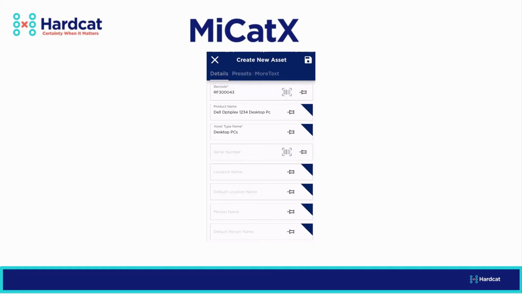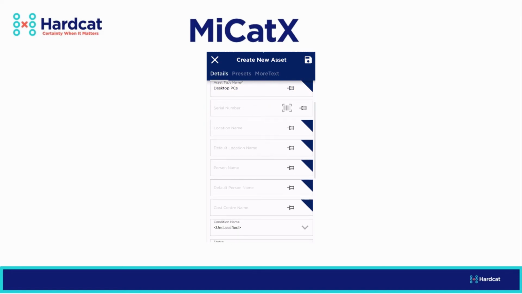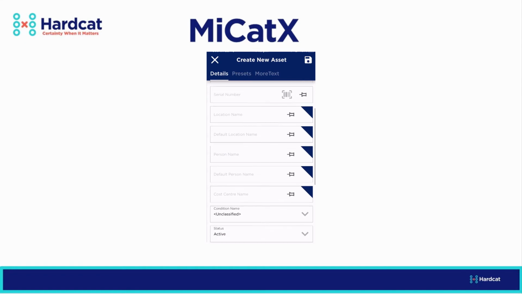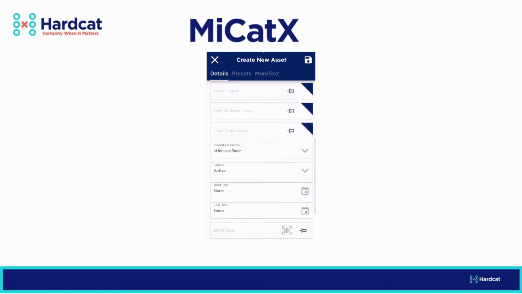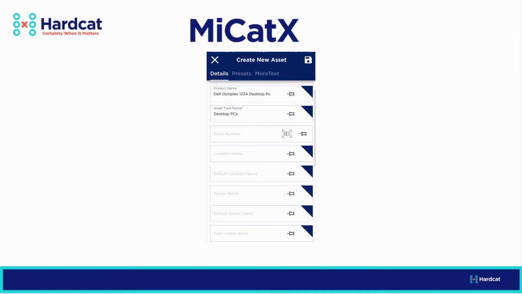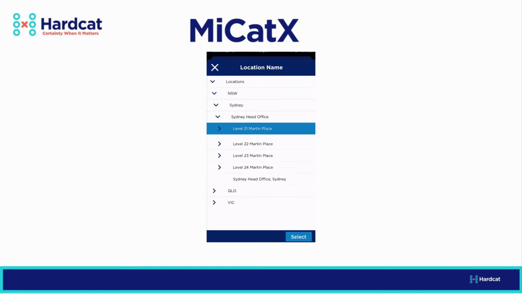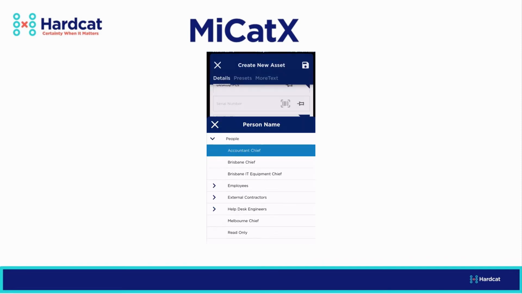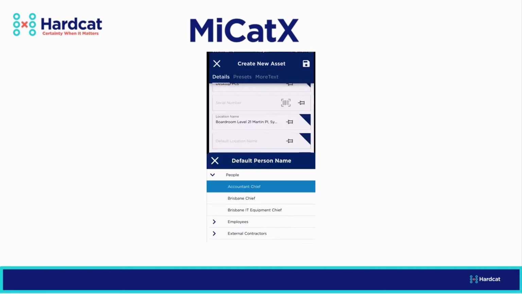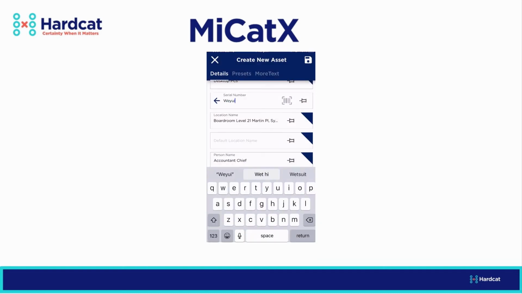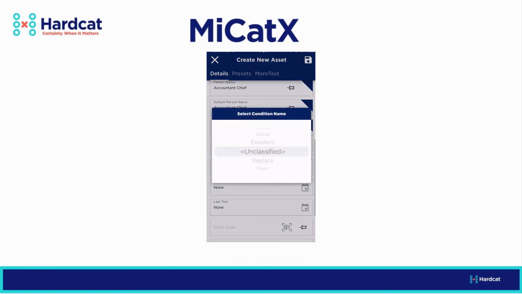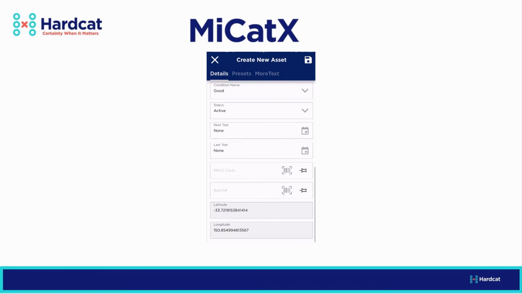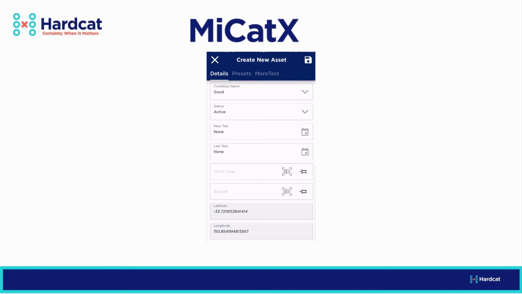So now we can select that item, which will do two things: apply the product as well as the asset type. We can go through and select the serial number, we can select the location name, default location, person information, as well as cost center. We can set the condition, we can set the status, and any other user keys that may be defined.